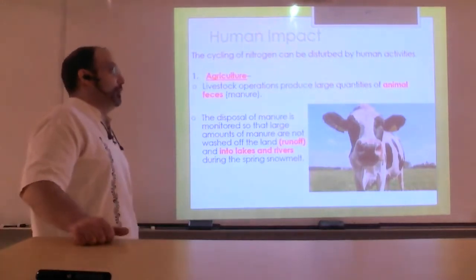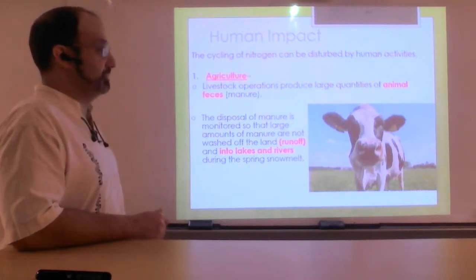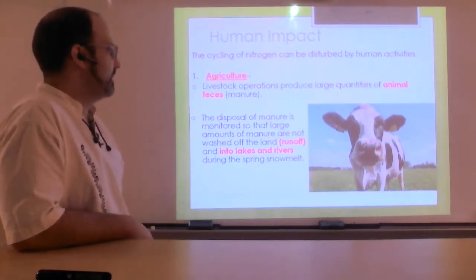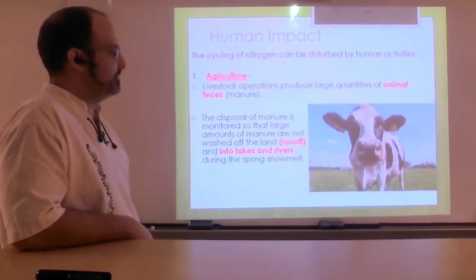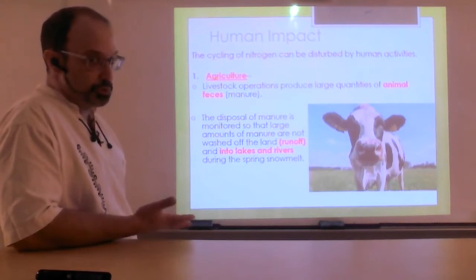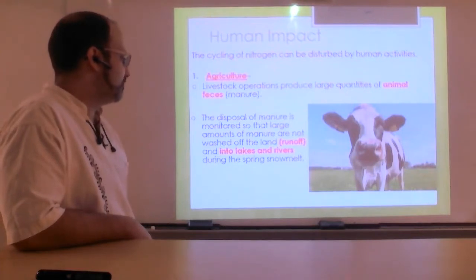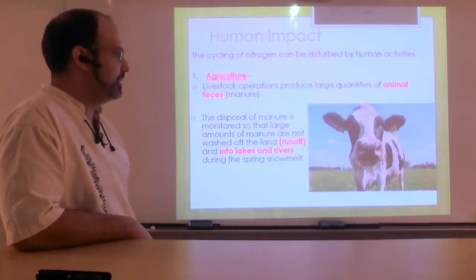Human impact. Oh boy. The cycling of nitrogen can be disturbed by human activities. I think you can see that already. Agriculture, of course, is a big one. Livestock operations especially produce a large amount of animal feces, aka manure, aka poop. The disposal of manure is monitored so that large amounts are not washed into rivers in the form of runoff and into lakes and rivers, etc. during the spring snowmelt. This is a big problem in Manitoba especially.